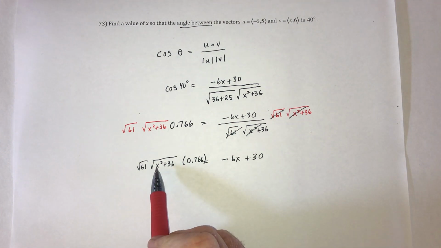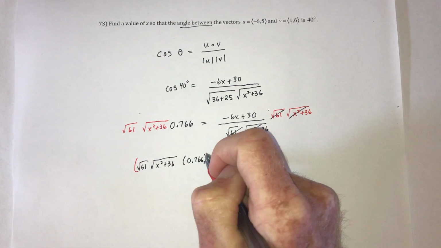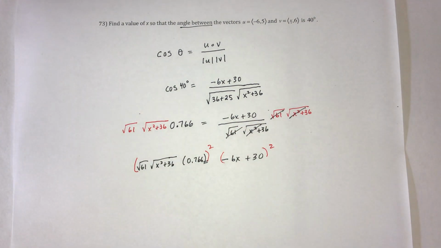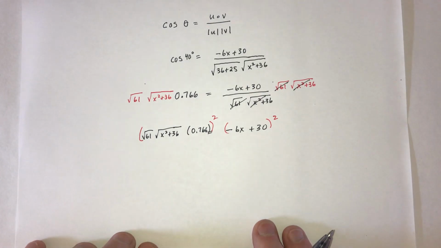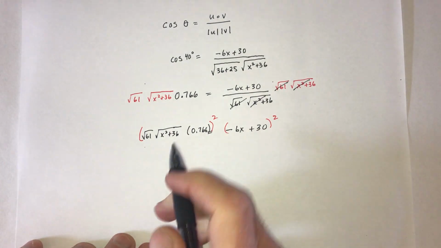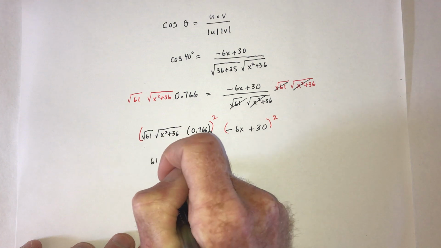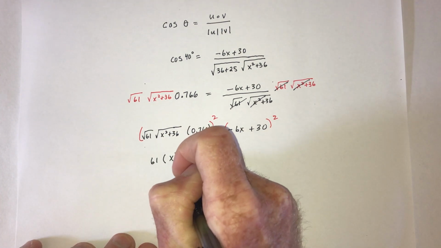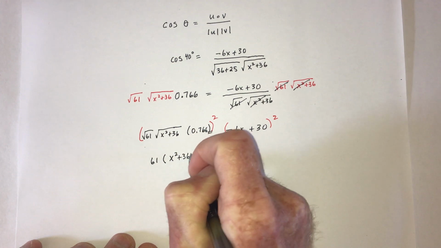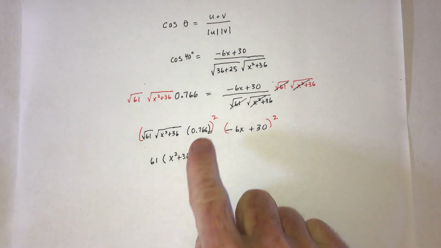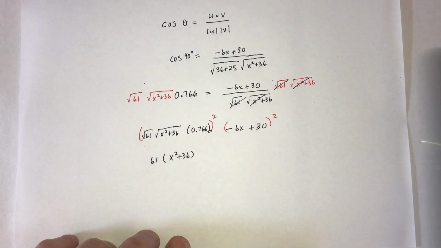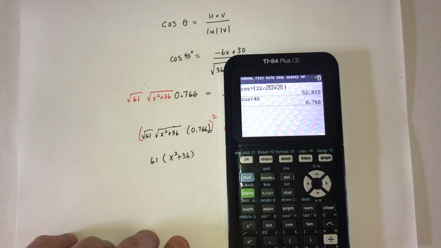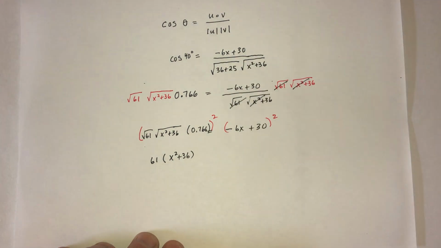Next, I want to get rid of these radicals, so I'm going to square both sides. So on the left side, when you square this, that's just going to be a 61. And when you square this radical, it's just going to leave x squared plus 36. And then I also need to square this number. It's still on the calculator, so I could just put squared. And it's a 0.587.